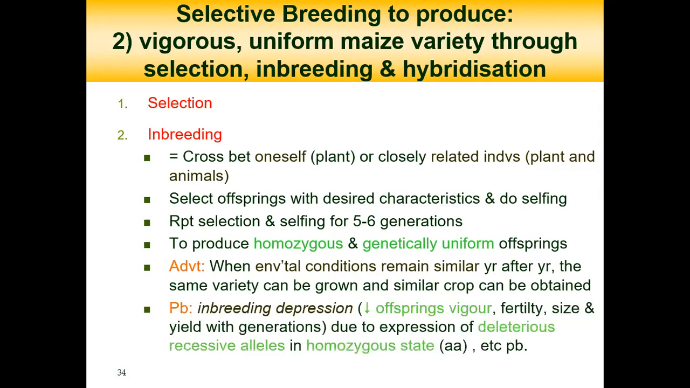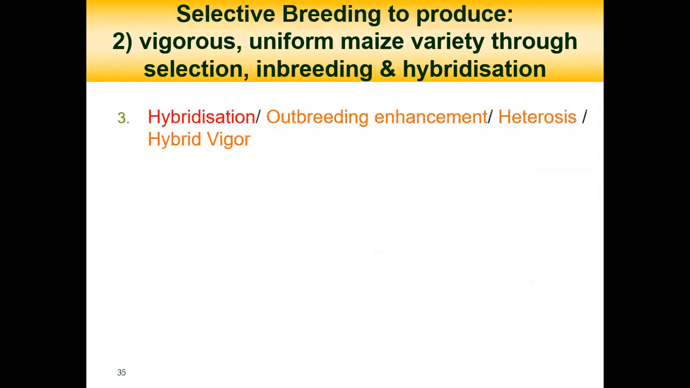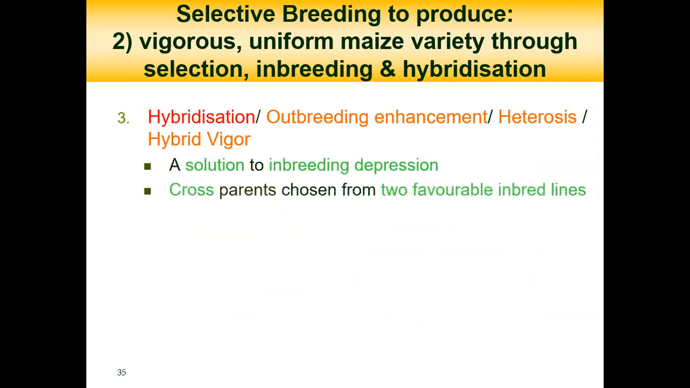But the problem is inbreeding depression. If you keep on doing selfing, then it will allow the deleterious recessive allele to become homozygous. And then the plant becomes less vigorous and less fertile with generations. So that's the problem. Because of the problem, you have to do hybridization or outbreeding enhancement or heterosis or hybrid vigor, which is a solution to inbreeding depression.